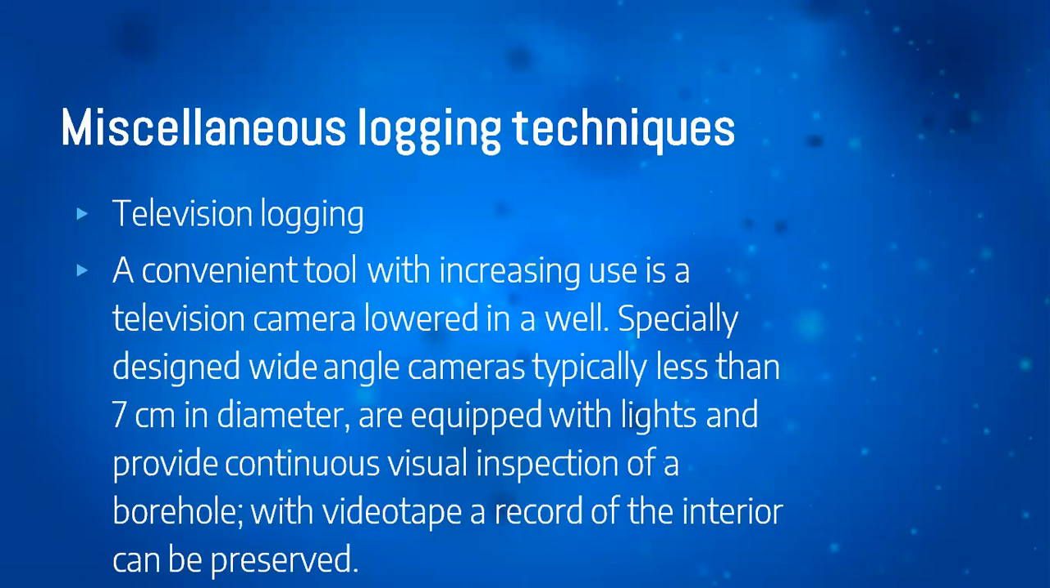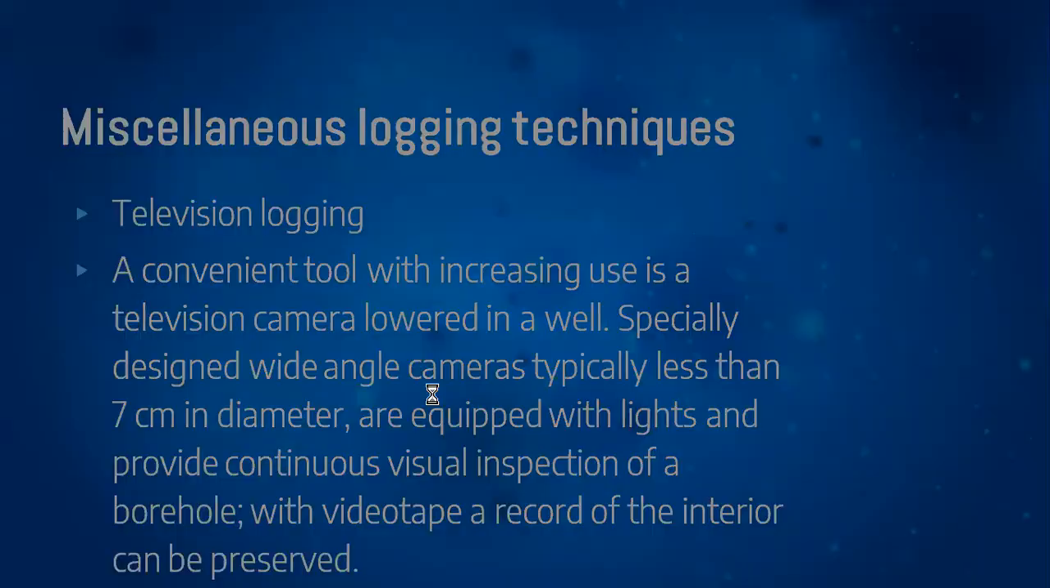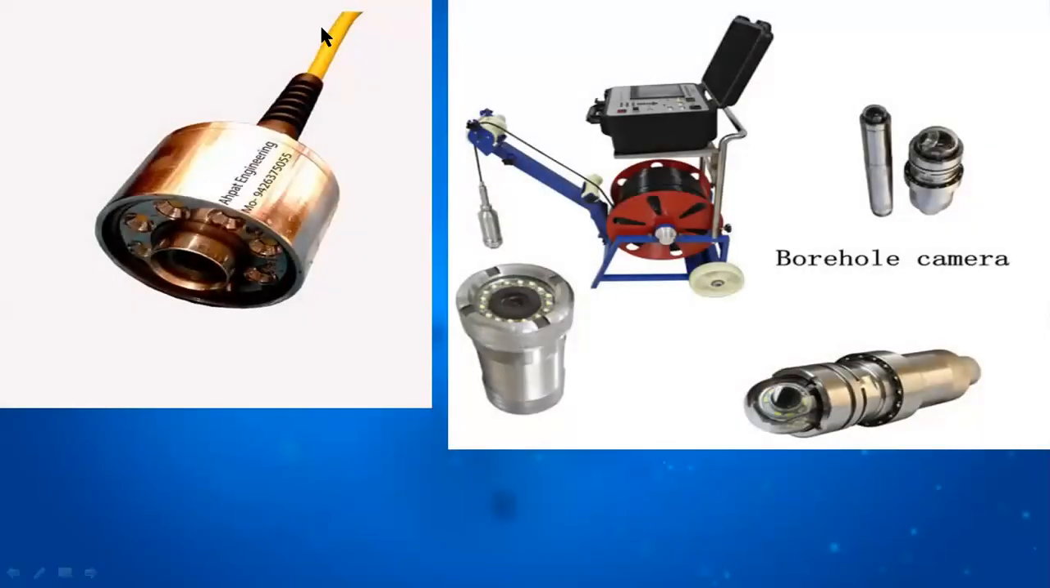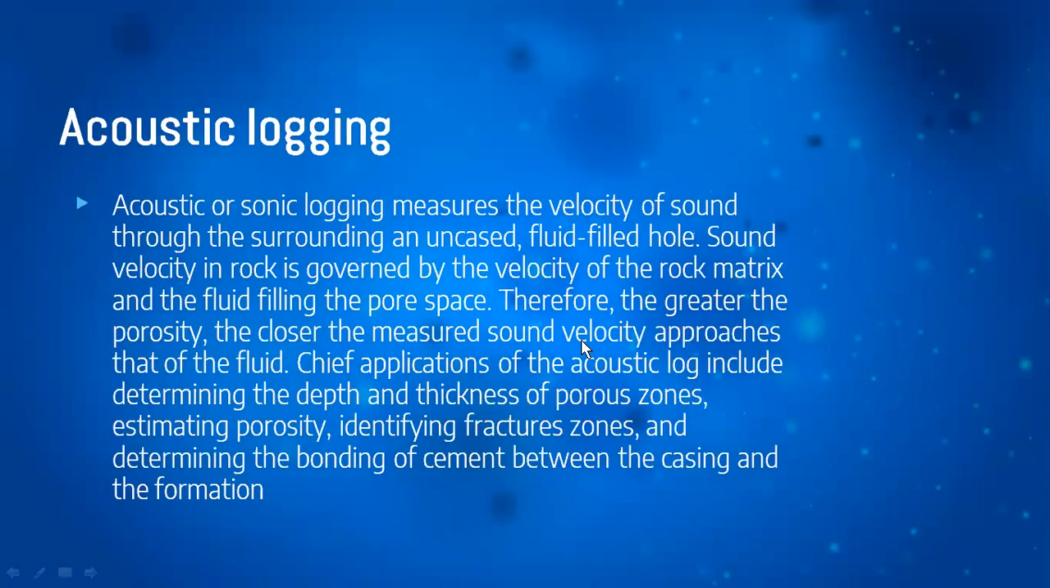There is television logging. A convenient tool with increasing use is a television camera lowered in a well, specially designed wide angle cameras, typically less than 7 centimeters in diameter, equipped with lights, providing continuous visual inspection of the borewell. The videotape-recorded interior can be preserved. These are the cameras. By using this, the camera enters the borewell and records the entire view.